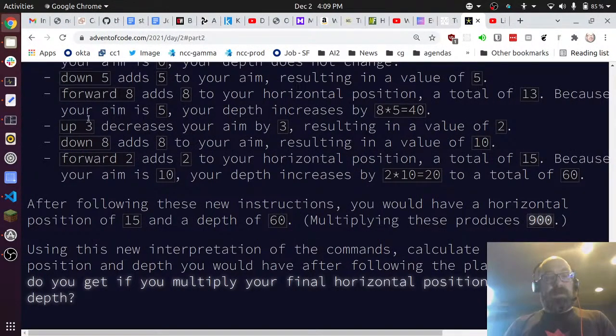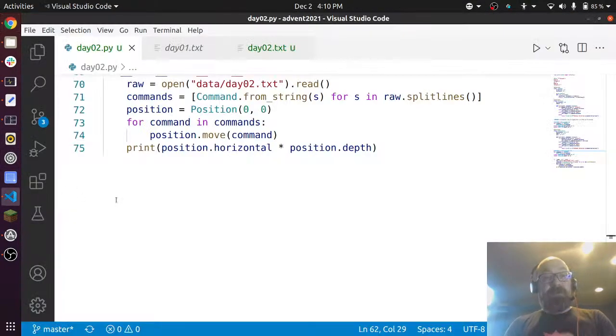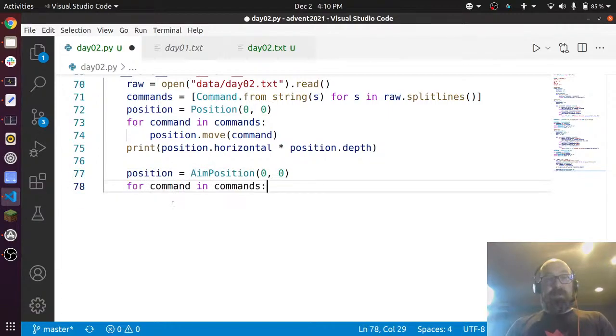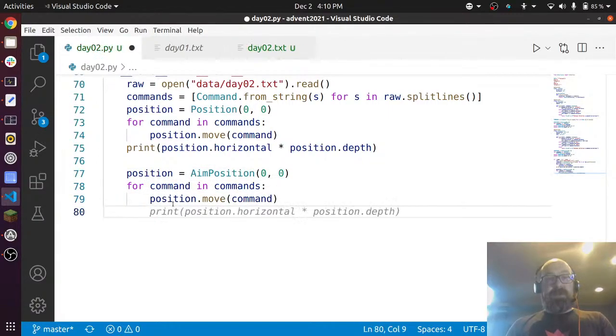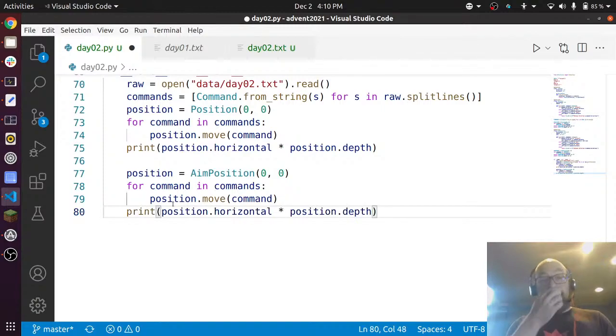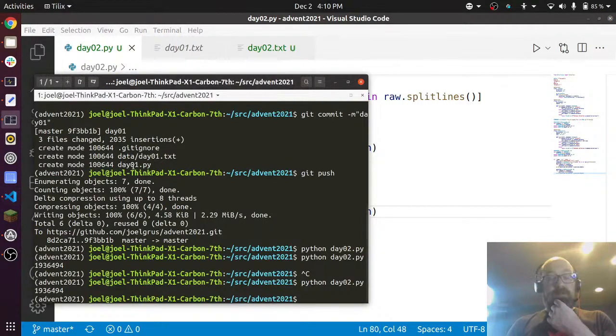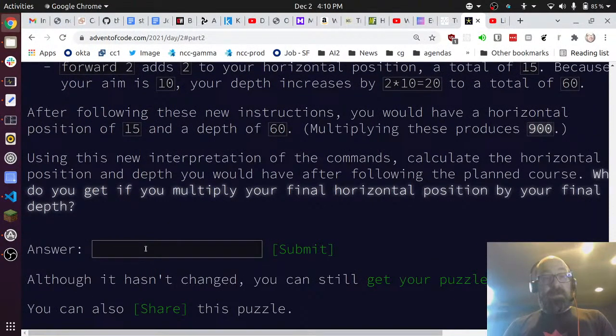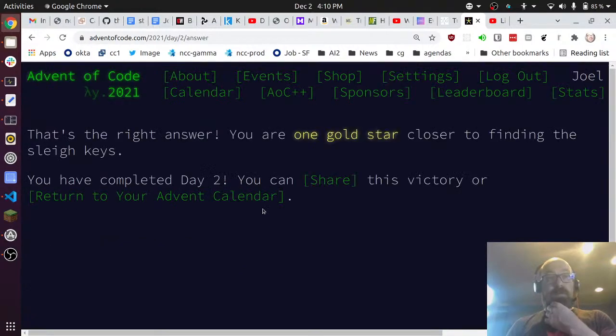So now, using this new interpretation of the commands to calculate the horizontal position and depth, what do you get if you multiply your final horizontal position by your final depth? So let's just try it again. Okay, that's right. Let us try this. That is the right answer.